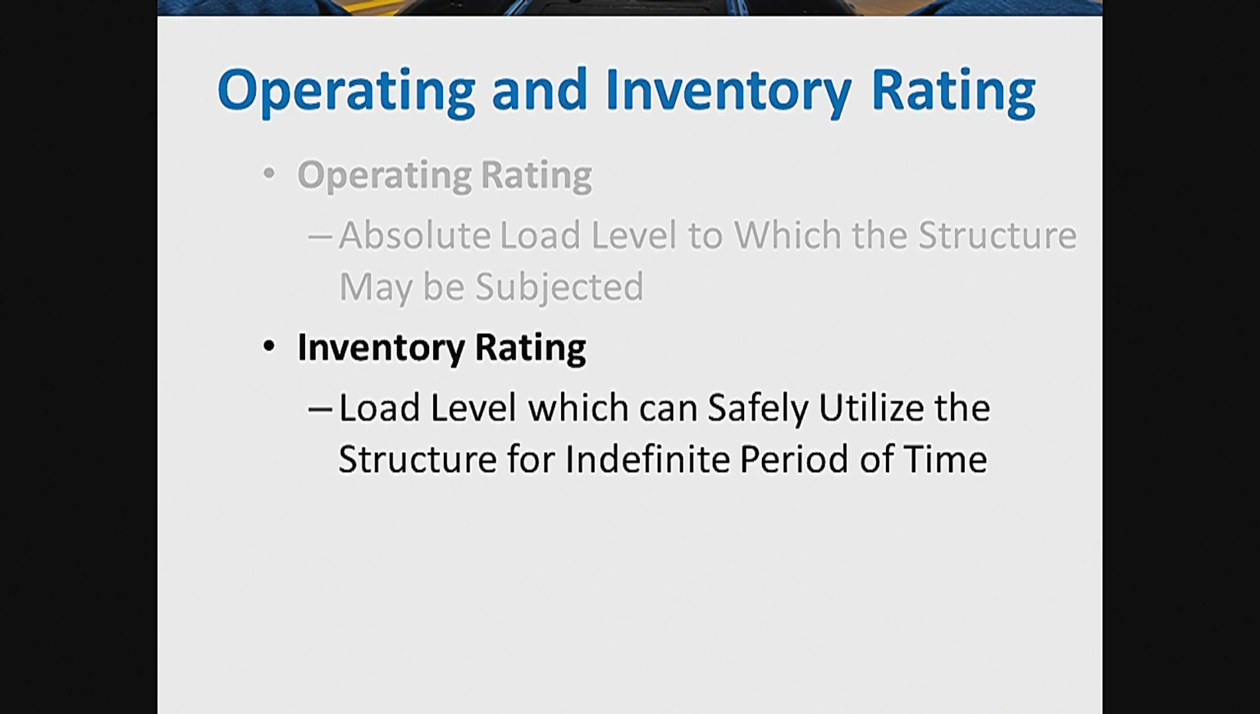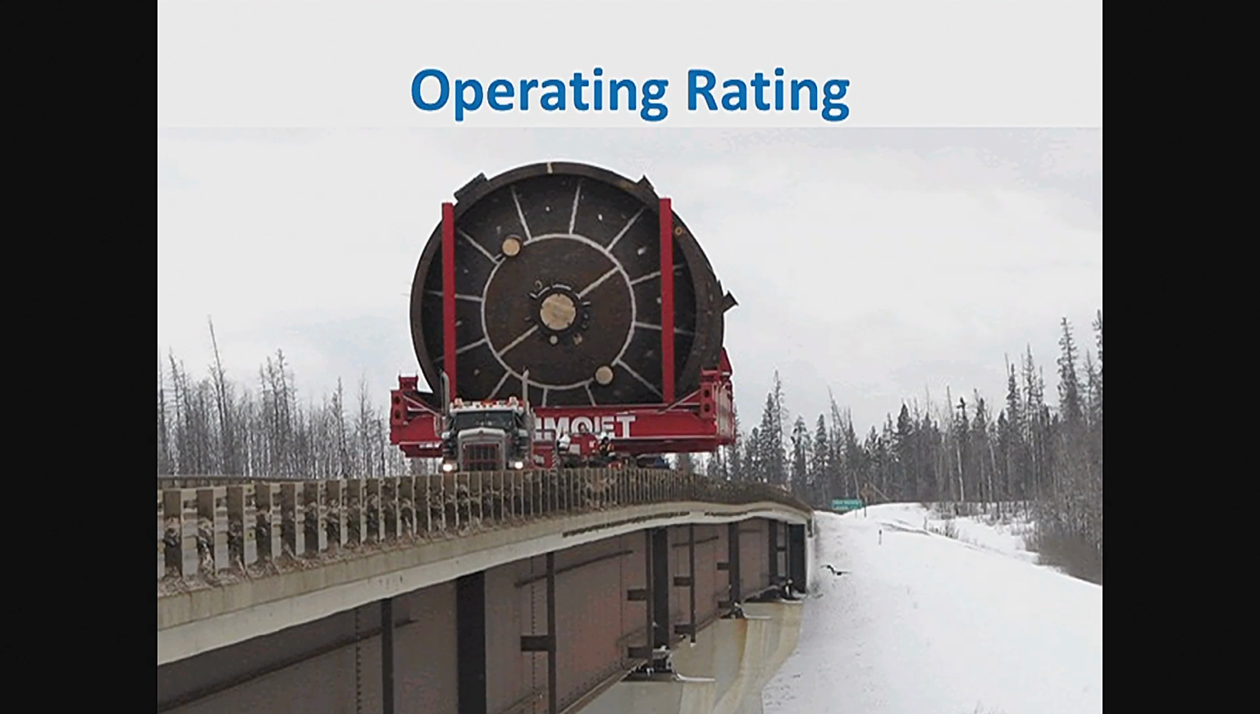So here's a single trip permit moving. This would be like an operating type load. If you look really closely at the deck, you can see it deflecting down. You can see those girders are probably 6 or 8 feet tall. So this is a kind of a load you're not going to want to routinely see on your bridges.